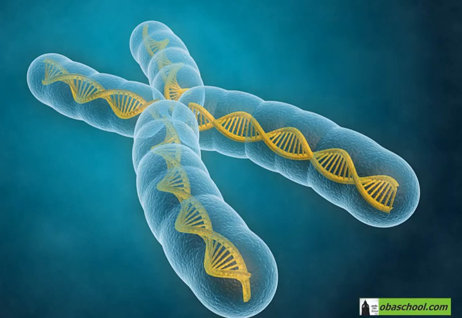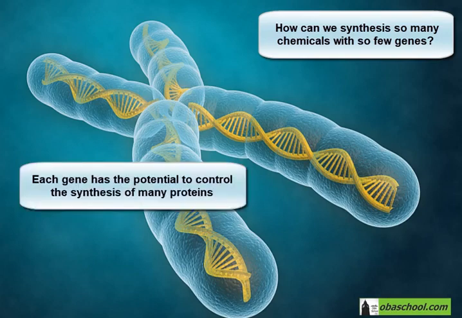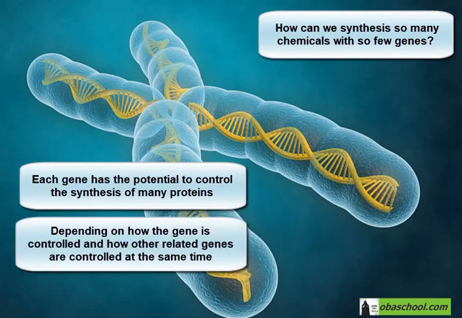The non-coding DNA is part of the answer to the question of how we can synthesize so many different chemicals with so few genes. Each gene can control the synthesis of lots of different proteins. This may depend on how much of a gene is switched on or off, or which other genes are switched on and off at the same time.